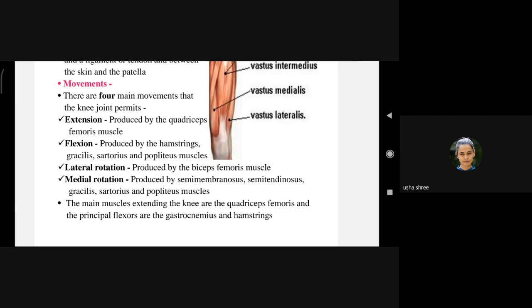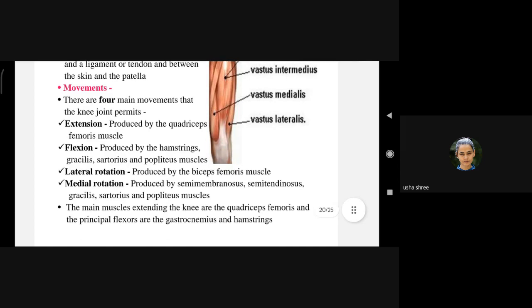So is the biceps femoris part of the quadriceps, or a different set of muscles, ma'am? No, the biceps femoris is part of this quadriceps only. Okay, that was my question. So the main muscle extending the knee is the quadriceps femoris, and the principal flexors are gastrocnemius and hamstring.